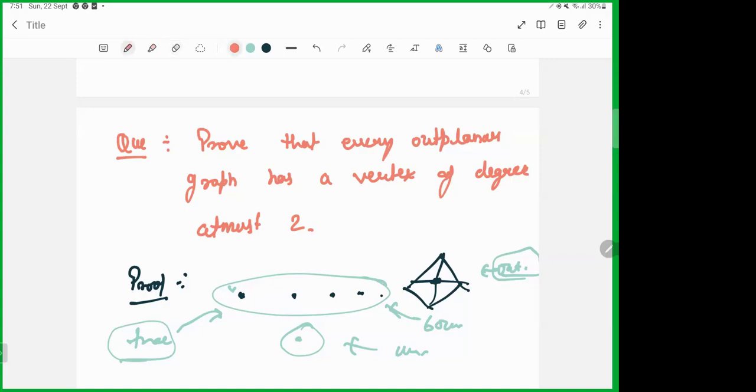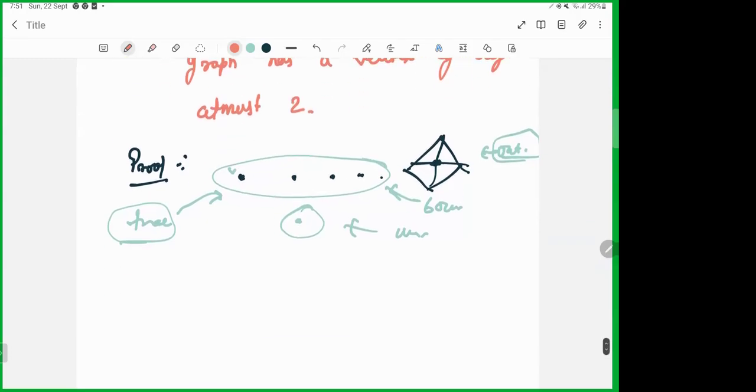So there will be no cycles either, because when we have the regions all adjacent to each other, that violates the outerplanarity of the graph. How does it violate? For example, if you take the K4, the complete graph on four vertices, draw it as a plane graph.